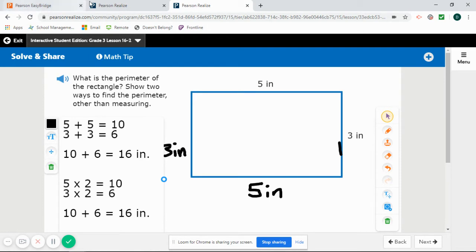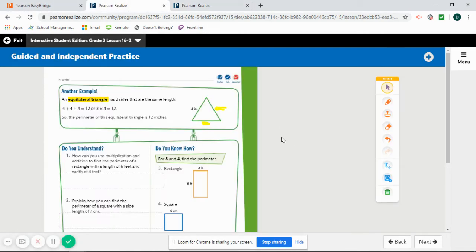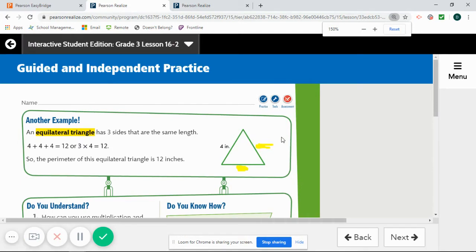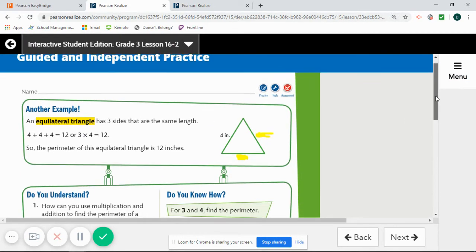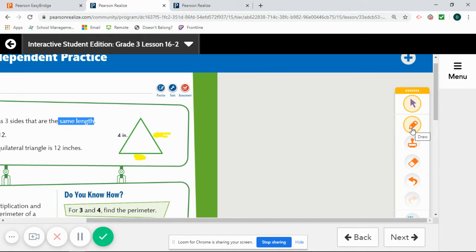So let's go to another page with guided practice, and we'll zoom in here. The first example they give us on the page is an equilateral triangle, which has 3 sides that are the same length. I've actually marked out some of these lengths over here, because they just told us that an equilateral triangle has 3 sides that are the same length. So all I need to know is that there is one side given to me. If that one side is given and it's 4 inches, then can you guess what the other sides will be? Let's erase and find out.